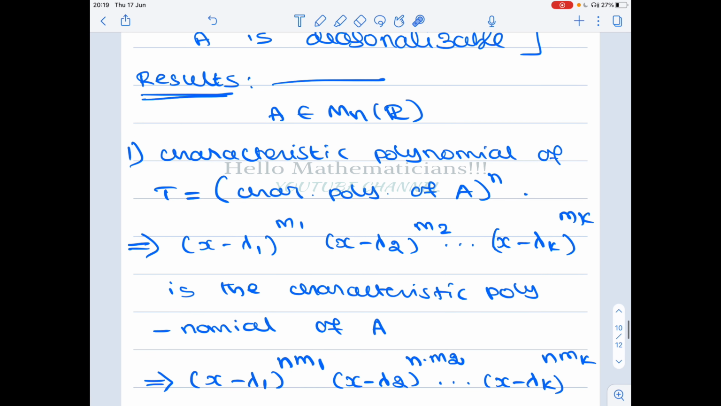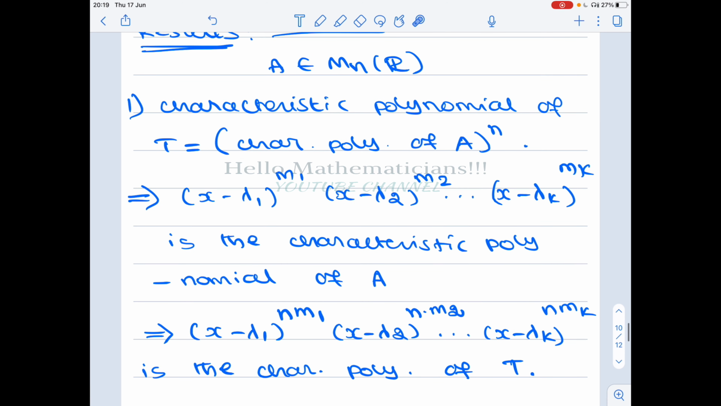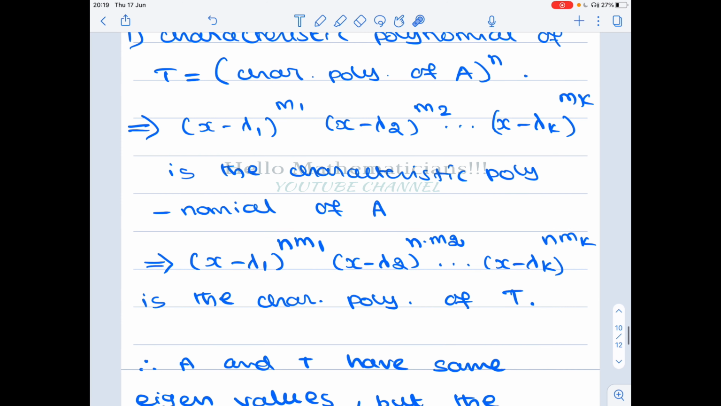So this is a general result. The characteristic polynomial of T is equal to the characteristic polynomial of A, whole power n. So if (x minus lambda) power m1, (x minus lambda) power m2, and so on up to (x minus lambda) power mk is the characteristic polynomial of A, suppose, then you take power n in all the factors: n times m1, n times m2, n times mk. This is the characteristic polynomial of T. So now we know the eigenvalues of T also.